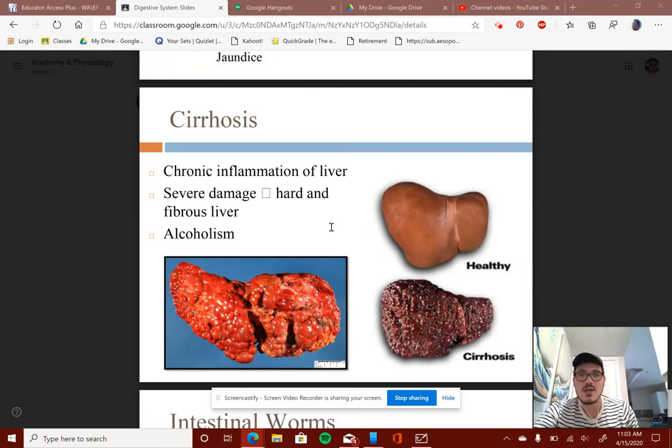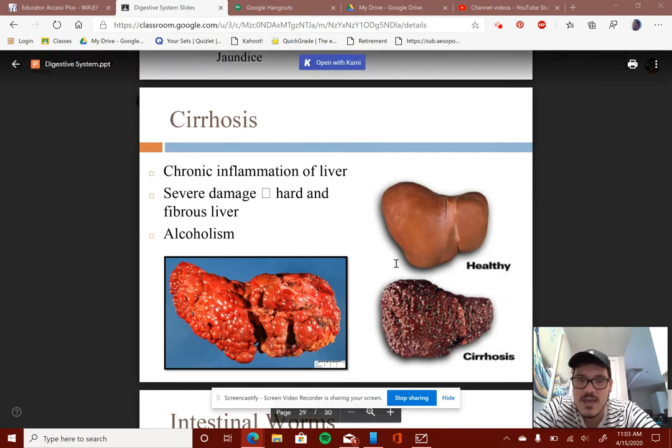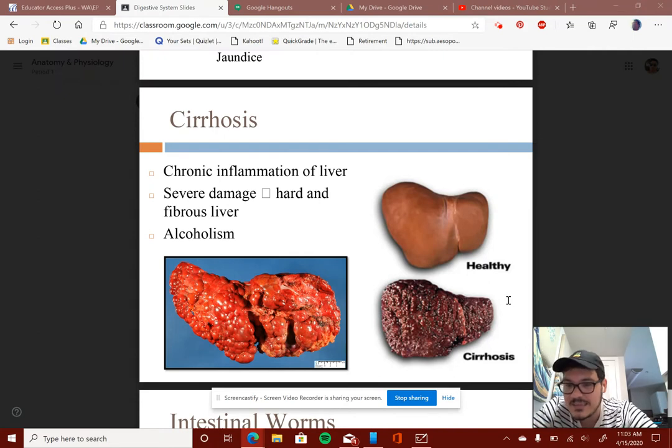periods of time. Here we see what a healthy liver should look like. Here we see on the bottom two areas what a diseased liver can look like.